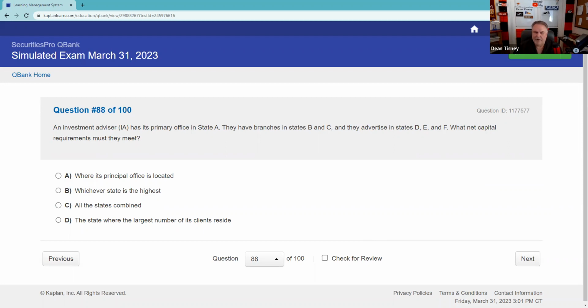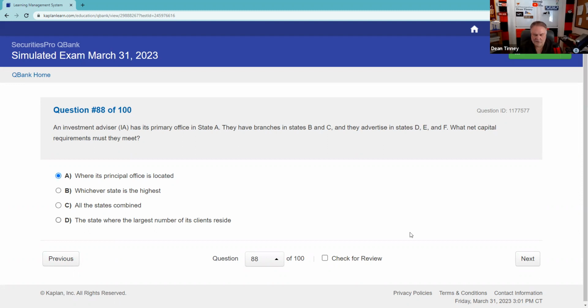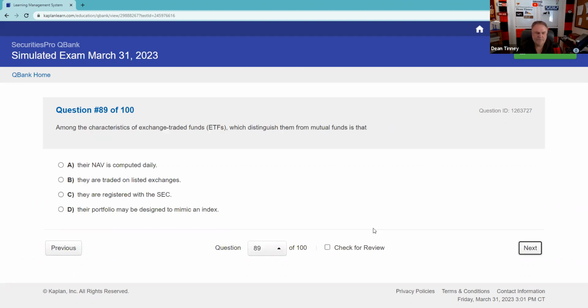An investment advisor has a primary office in state A. They have branches in state B and C, and they advertise in states D, E, and F. What net capital requirements must they meet? Where its principal office is located, A. Right on. Good job. Excellent. You are so solid on that registration stuff.